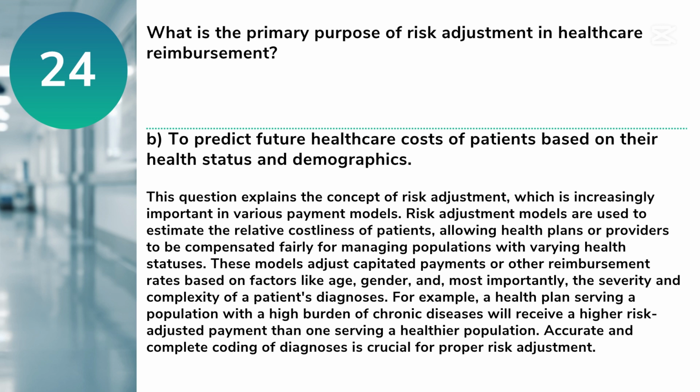These models adjust capitated payments or other reimbursement rates based on factors like age, gender, and, most importantly, the severity and complexity of a patient's diagnoses. For example, a health plan serving a population with a high burden of chronic diseases will receive a higher risk-adjusted payment than one serving a healthier population. Accurate and complete coding of diagnoses is crucial for proper risk adjustment.